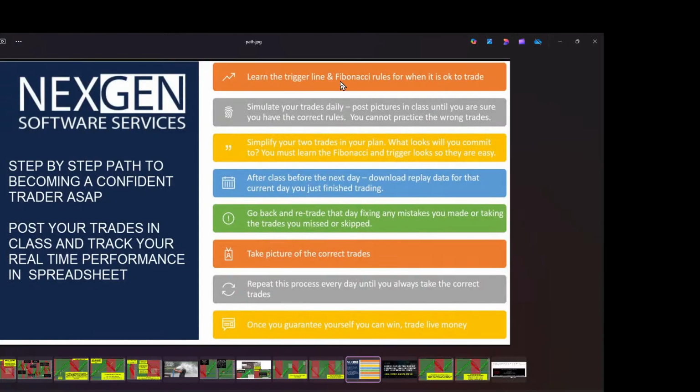So we've learned the rules for when it's okay to trade. You have them individually. We've broken them down. You have a way to study them. You have a place to put your study materials. It's going to be up to you to do the study. You have the ability to simulate, to practice, to post in the room, to ask questions through pictures, to show me the trades that you take.